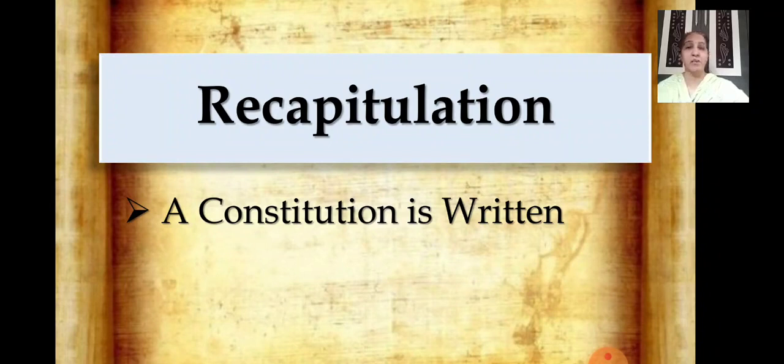Which were the three lists? A union list, a state list, and a concurrent list, right? Then we have seen the subjects that were given to the union list, that were given to the state list, that were given in the concurrent list to look after, right? So this is how the powers of the center and the states were divided equally among them. So this is what we have learnt in today's video lesson.